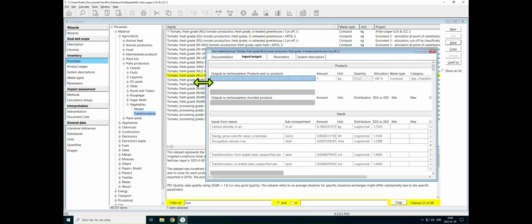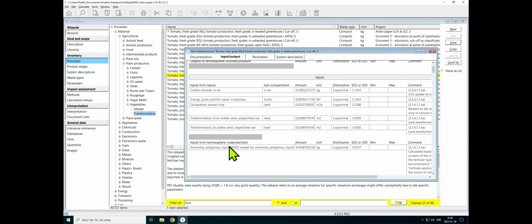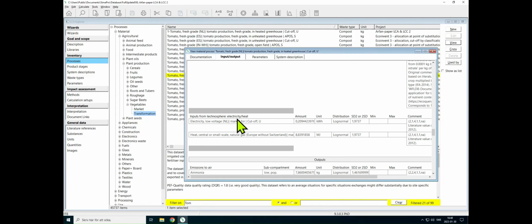We are right now in the transformation process, considering the tomato production in the Netherlands, a unit process. Here you can see the input from nature, and the output is 1 kg of tomatoes, and then we have input from the technosphere, in terms of energy and heat. We see that electricity is from the Netherlands, and they have also considered natural gas for small scale heat production with natural gas, taking an average value of Europe without Switzerland. So these are the inputs.